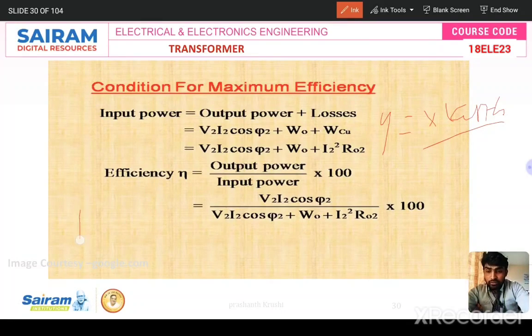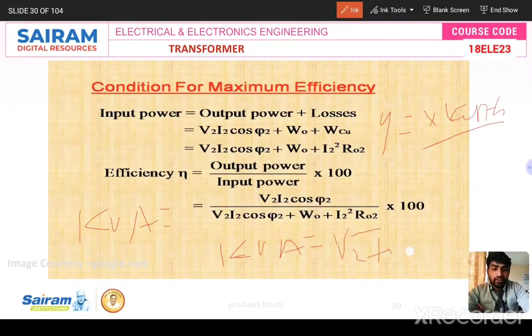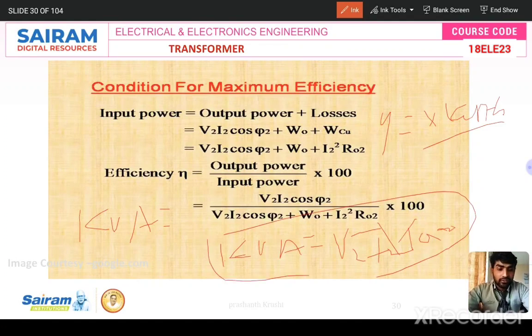Why is the transformer rated in kVA? I will tell you. Iron loss is measured in terms of voltage. I mean iron loss depends upon voltage and copper loss depends upon current, because current is flowing through that copper, right? So that is copper loss, right? So kVA I can write as V2 as it is, I2 as it is. So in terms of kilo, into 1000 I can write, right? Because K is equal to 1000. So this is the condition for maximum efficiency.